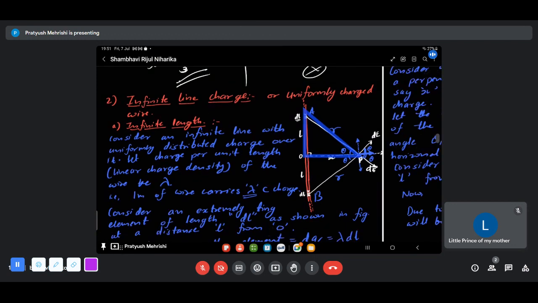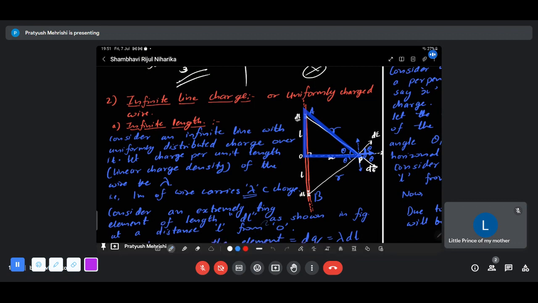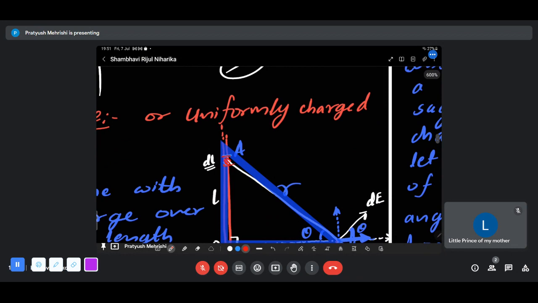to find the electric field, what we will do? We will consider a very, very small, tiny element. That tiny element is here. This is that tiny element. Okay. dl is the tiny element of this wire which we are considering.